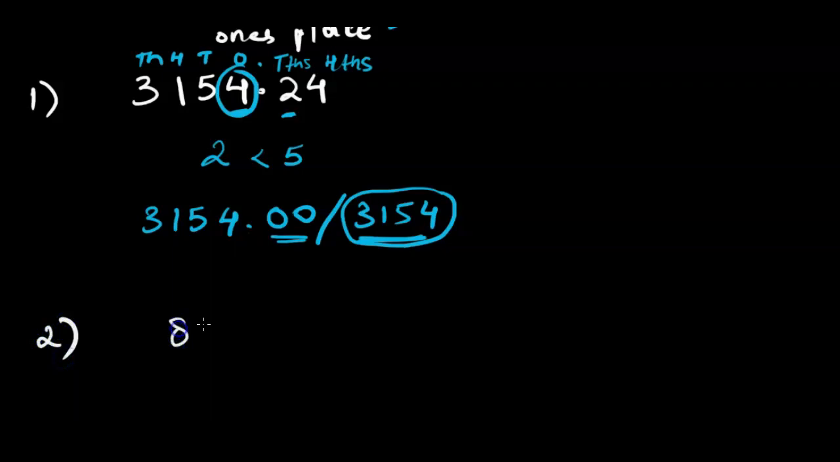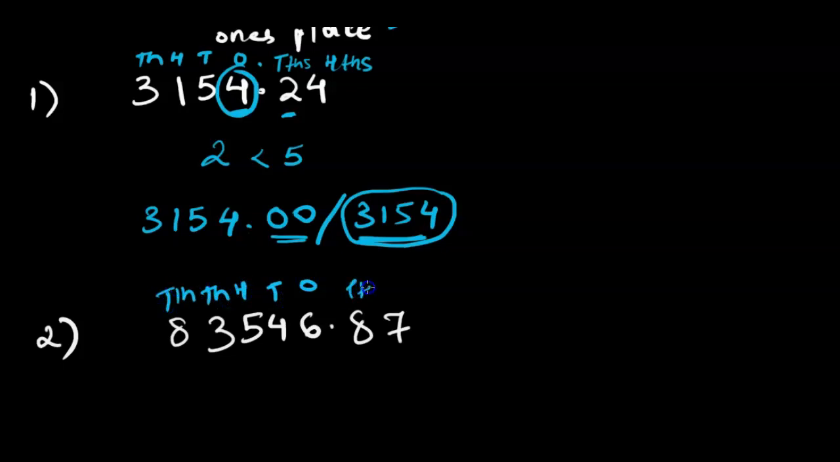If we have to round 83546.87 to the nearest whole number, whole number means ones place rounding. We put the place values: ones, tens, hundreds, thousands, ten thousands. After that we have TTHS, HTHS. You already know these are the place values of decimal numbers.